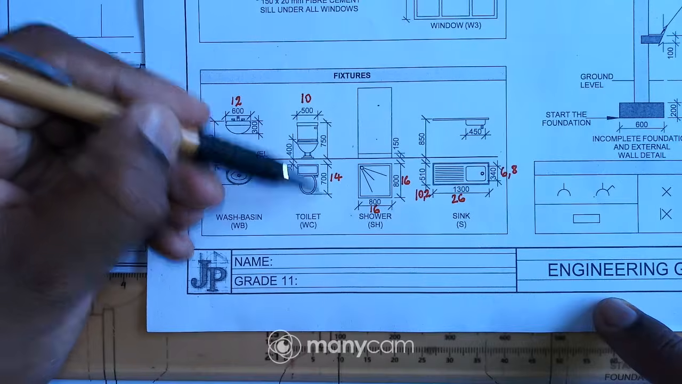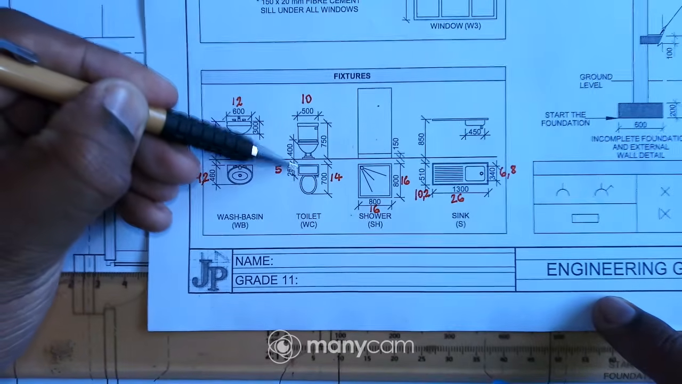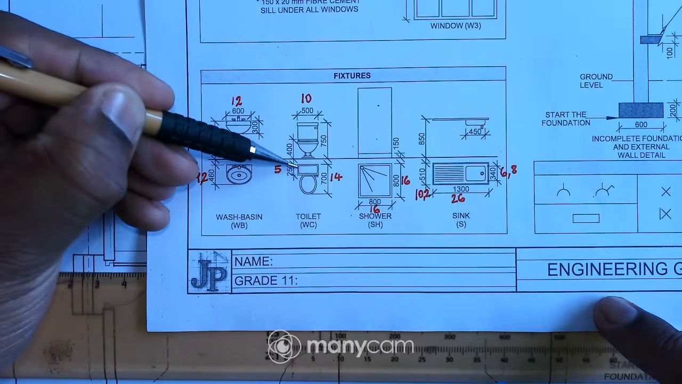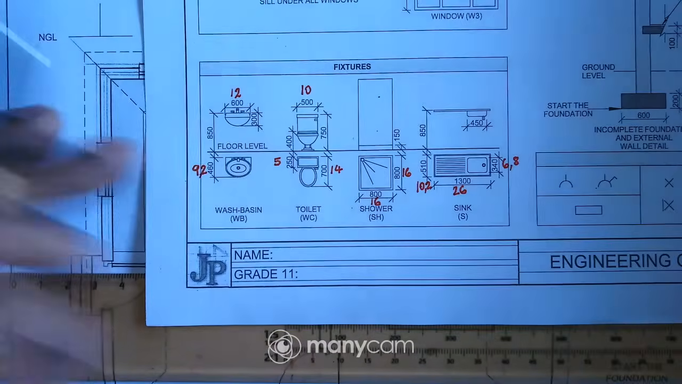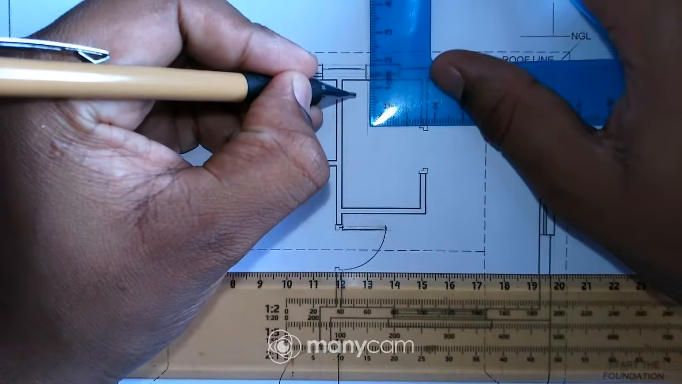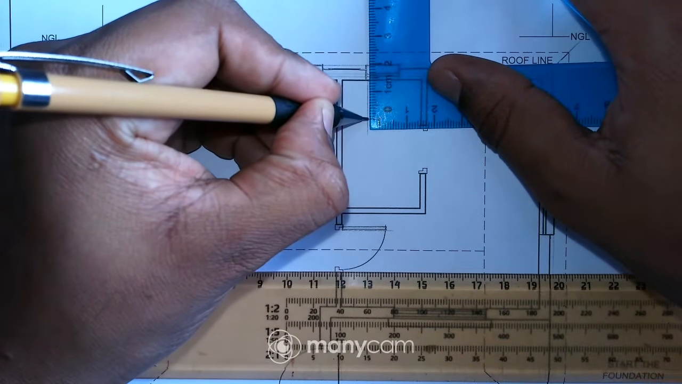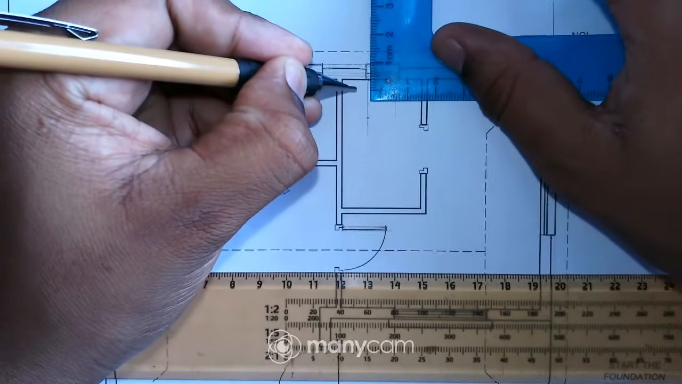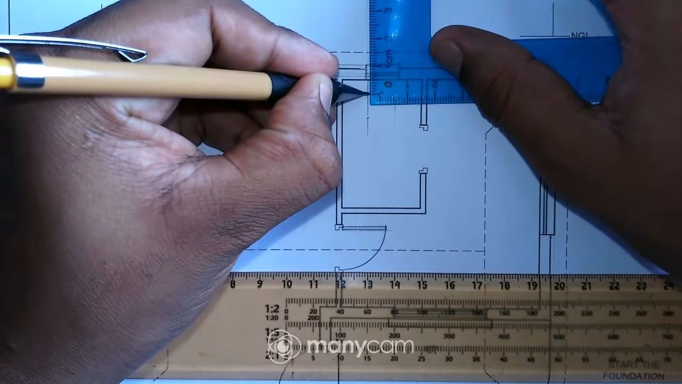The length is 14, and then the width of this part of the toilet, it's 5. So 14 and 5. So measure 14 there and 5 over there, right?